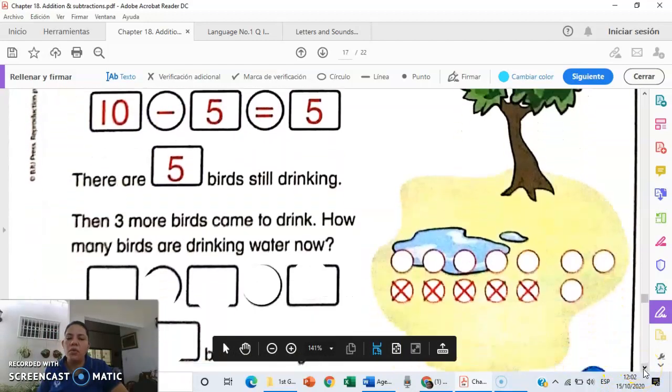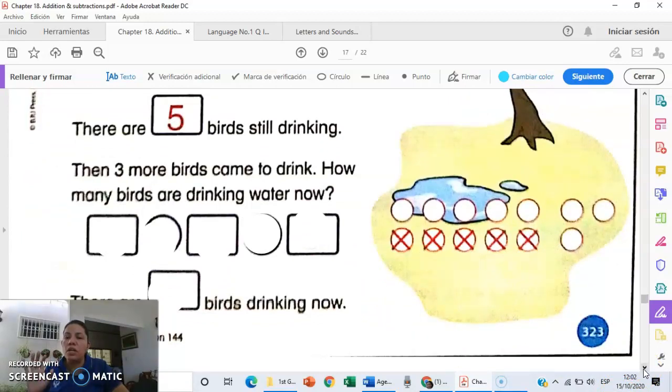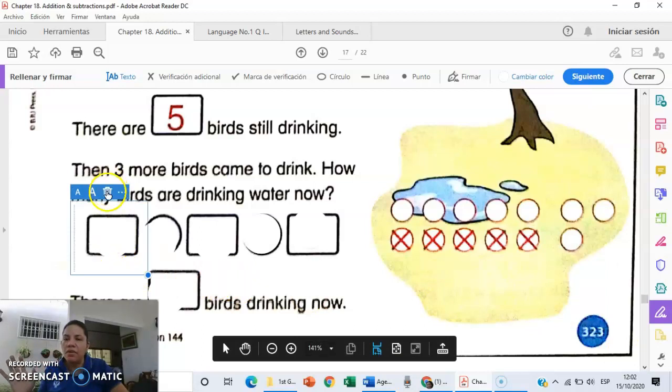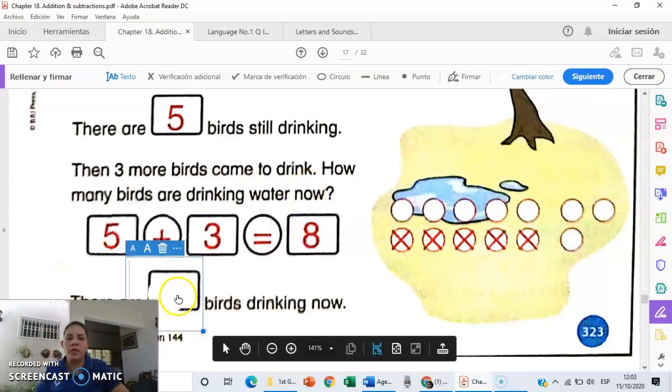Okay, let's do another one. Then 3 more birds come to drink. Oh, okay, so you had 5 and then 3 more get there. So how much is 5 plus 3? You can count 6, 7, 8. Good job. So your answer is 8.